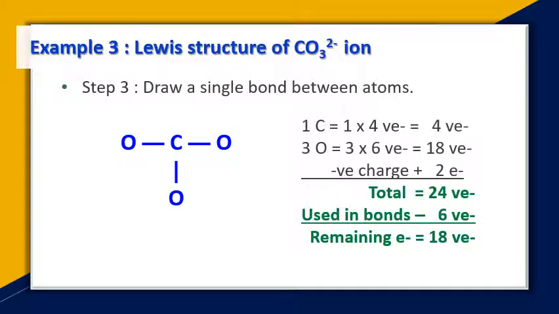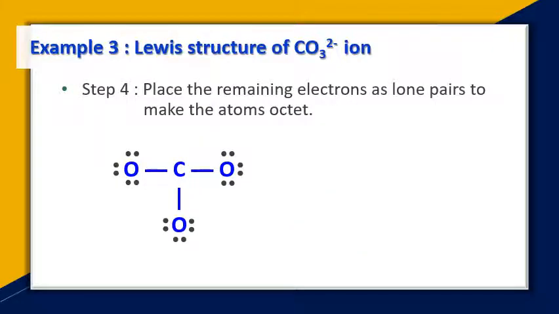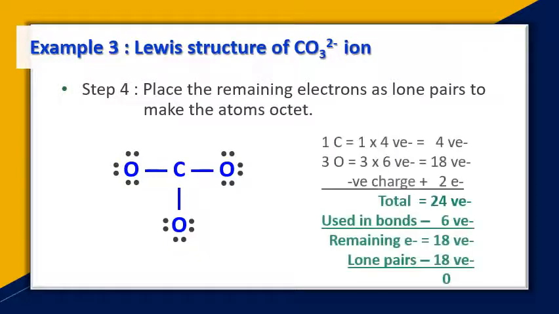The bonding pairs showing the bonding between the carbon and the oxygen have used up 6 valence electrons. Out of 24 valence electrons, minus 6 valence electrons for the bonding pairs, we still have 18 valence electrons remaining. The remaining 18 valence electrons should be placed as lone pairs to make the atoms octet. So now all the valence electrons have been distributed.